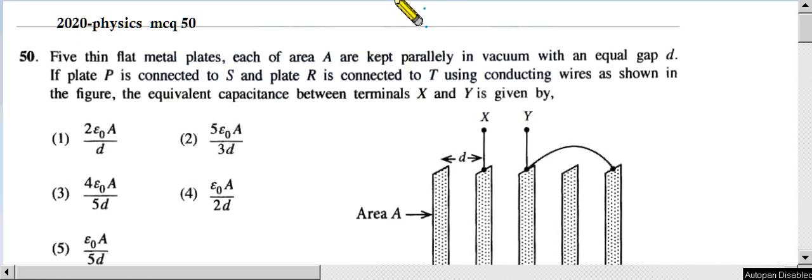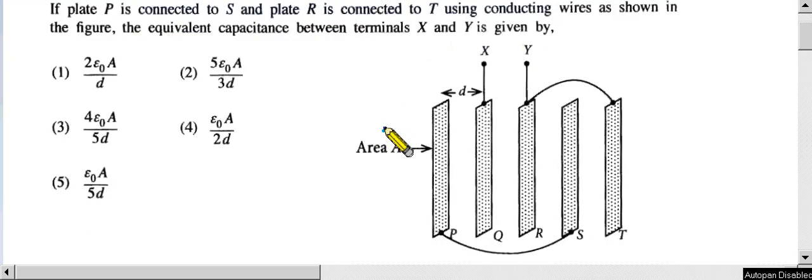Today I am going to discuss question number 50 of the 2020 Physics MCQ paper. Five thin flat metal plates, each of area capital A, are kept parallel in vacuum with an equal gap of symbol D. If plate P is connected to S and plate R is connected to T using conducting wires as shown in the figure, the equivalent capacitance between terminals X and Y is given by... There are 5 answers. Now let us try to solve this problem.